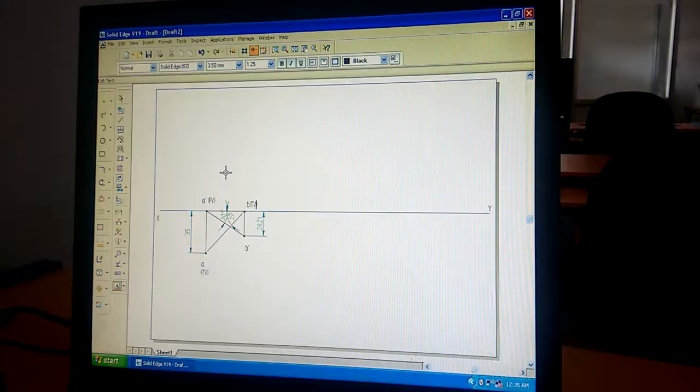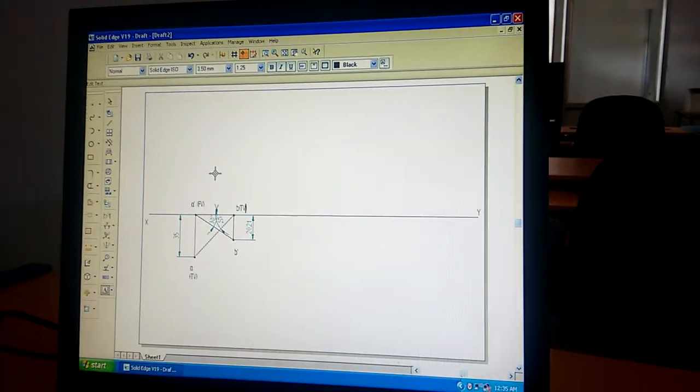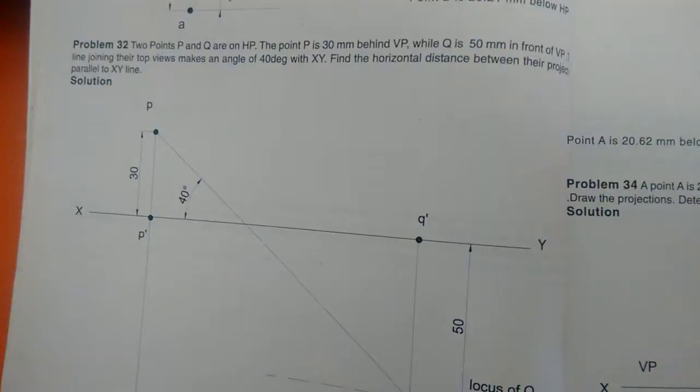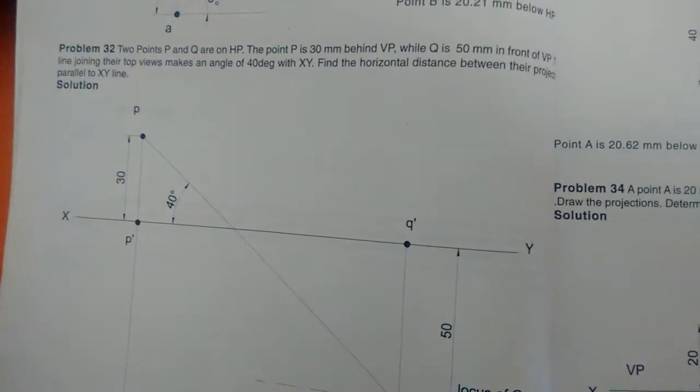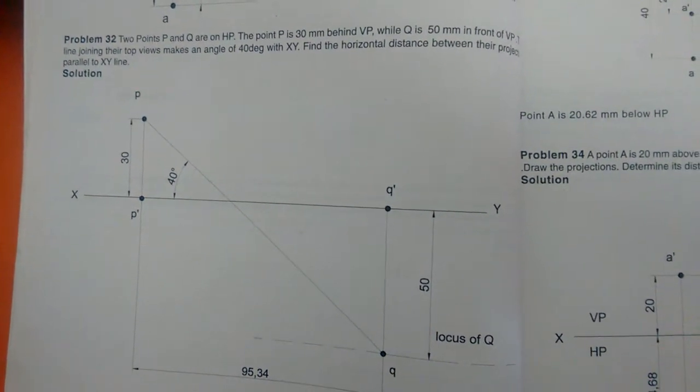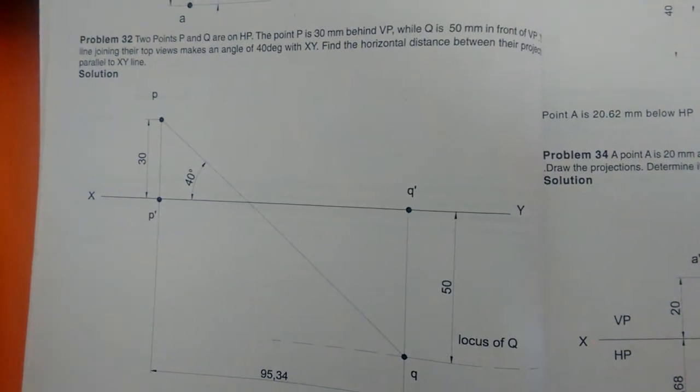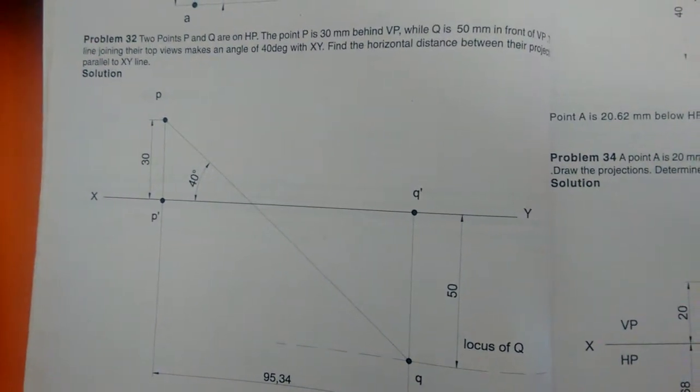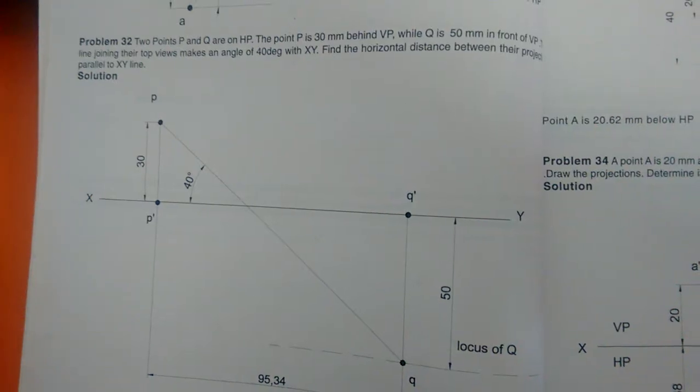So we'll go through problem number 32 on page number 16 in your CAD solution book. Here also they gave the statement with respect to points P and Q, 2 points that we need to project on the same XY line.